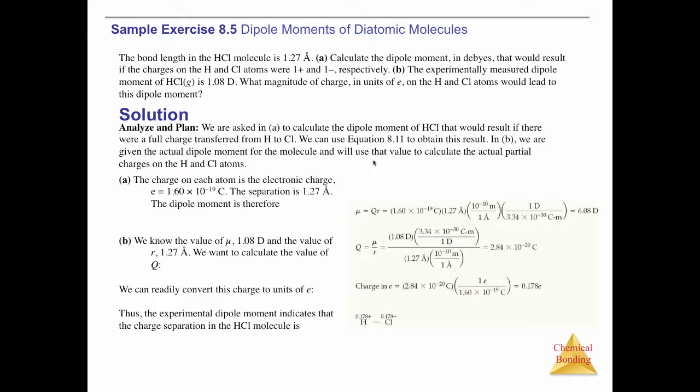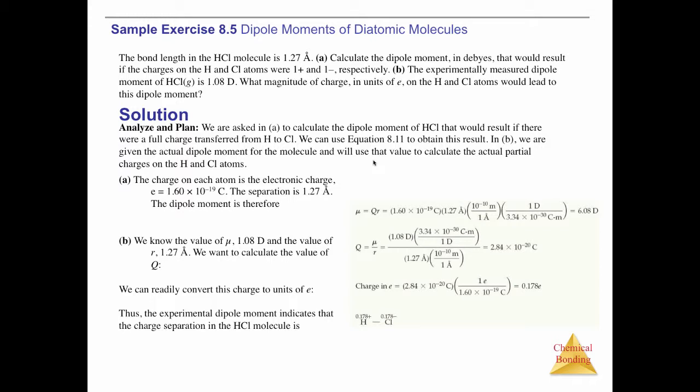The charge on each atom is the electronic charge, 1.60 times 10 to the negative 19th coulombs. The separation is 1.27 angstroms. We're converting angstroms to meters, and then using 1 debye is equal to 3.34 times 10 to the negative 30th coulomb meters to get our final answer in debyes, which is 6.08.